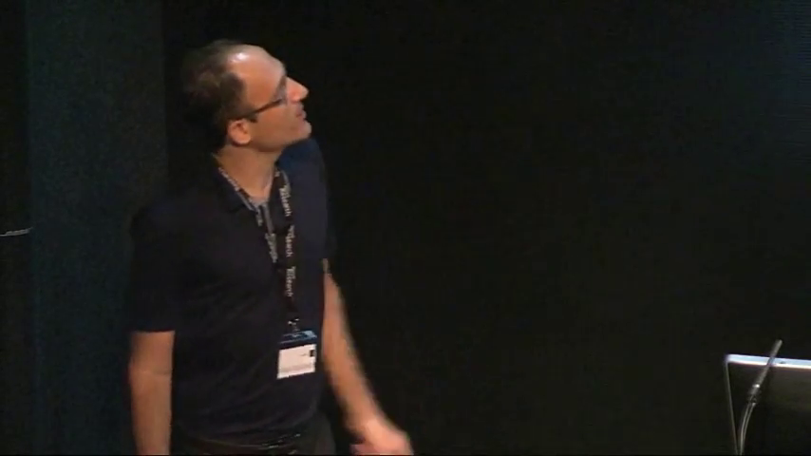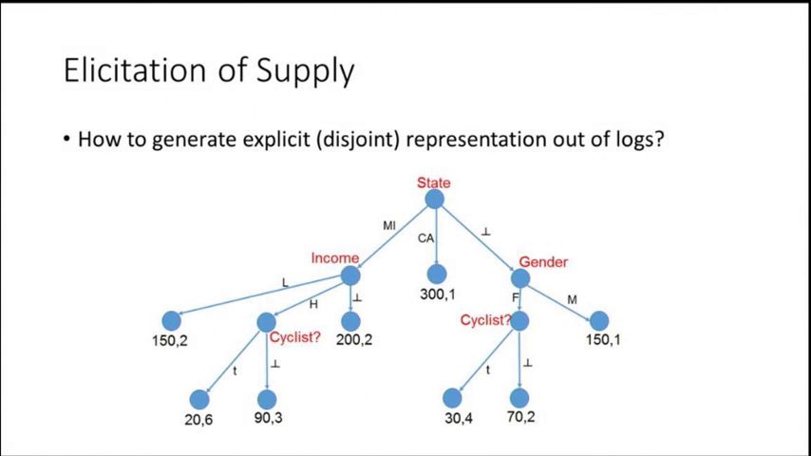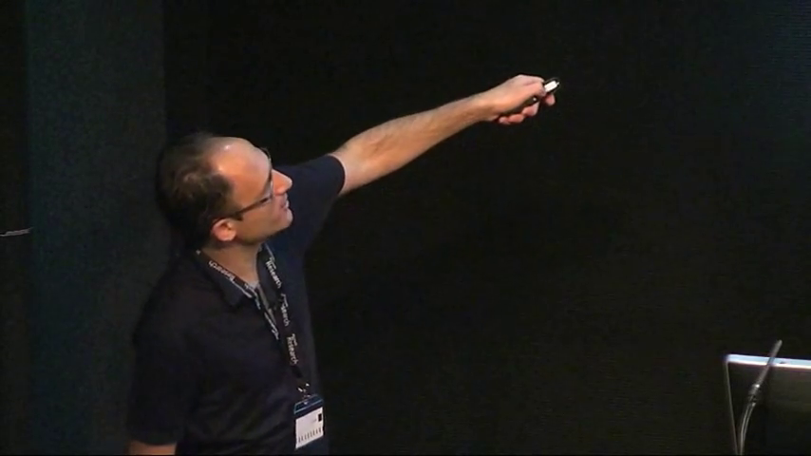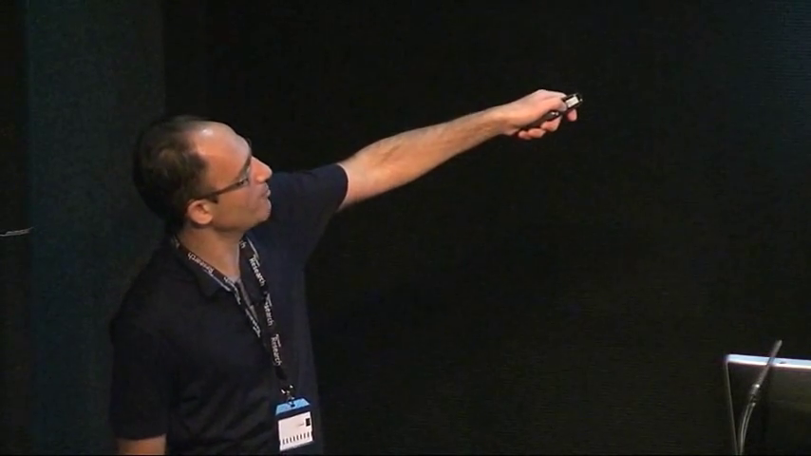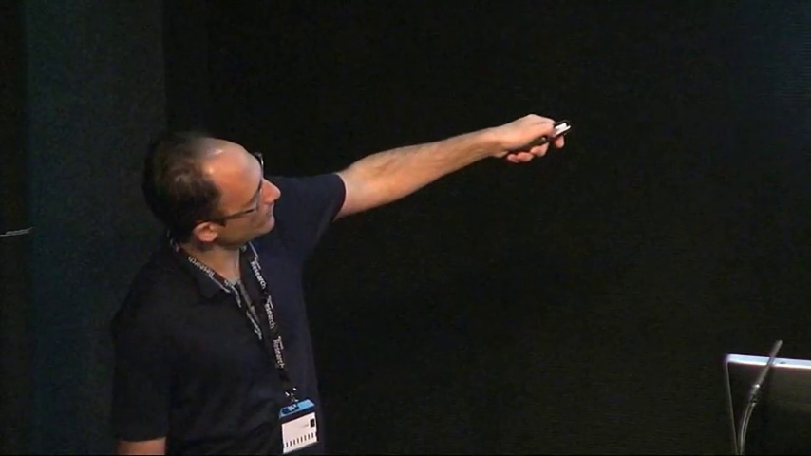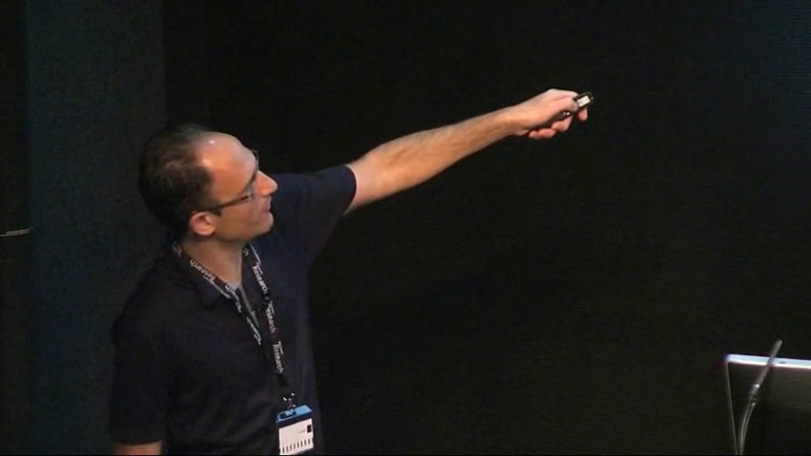OK, so what's left to talk about is the supply. And this is the last slide. How do we generate this explicit, disjoint representation of supply? And what it needs to look like is something like that, because we want to know that we have 150,000 impressions of low-income people from Michigan. And then we might have, in addition, 20,000 impressions of cyclists with high income from Michigan.